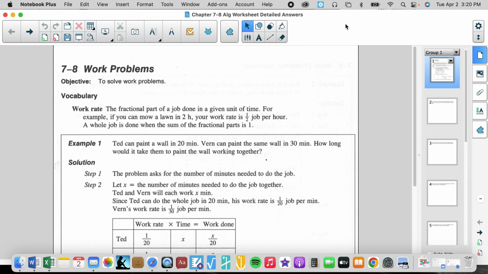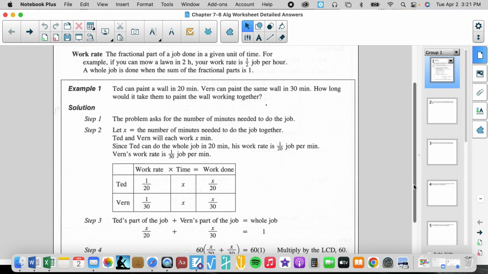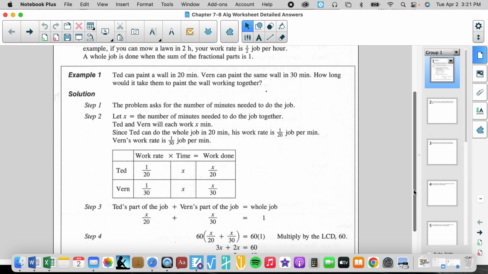7-8 work problems. Here we go. I got a shortcut for this too. This is a nice one. Here's an example. Ted can paint a wall in 20 minutes. Vern can paint the same wall in 30 minutes. How long would it take them to paint the wall working together?